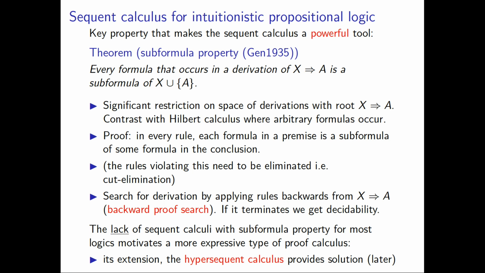So once you have a sequent calculus with a subformula property, you can do backward proof search, which means you can search for a derivation starting with the given sequent by applying the rules backwards. If it terminates, then you can see if inside this tree that you obtain, you can find a derivation, then it is derivable, else it is not. So that sounds great. The problem is that for most logics of interest, there is not a sequent calculus with the subformula property.